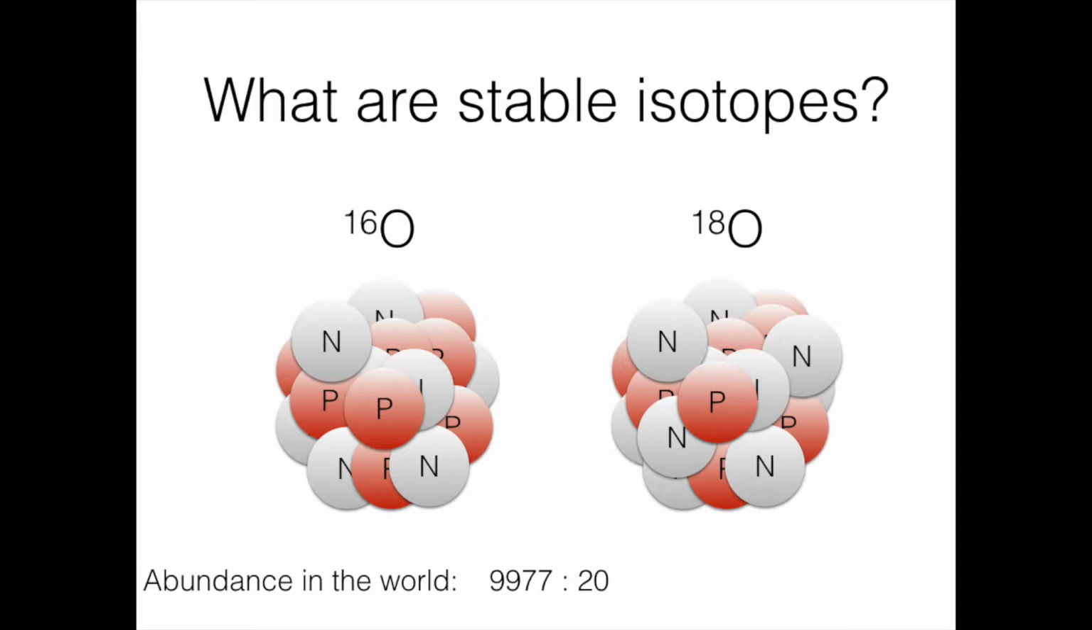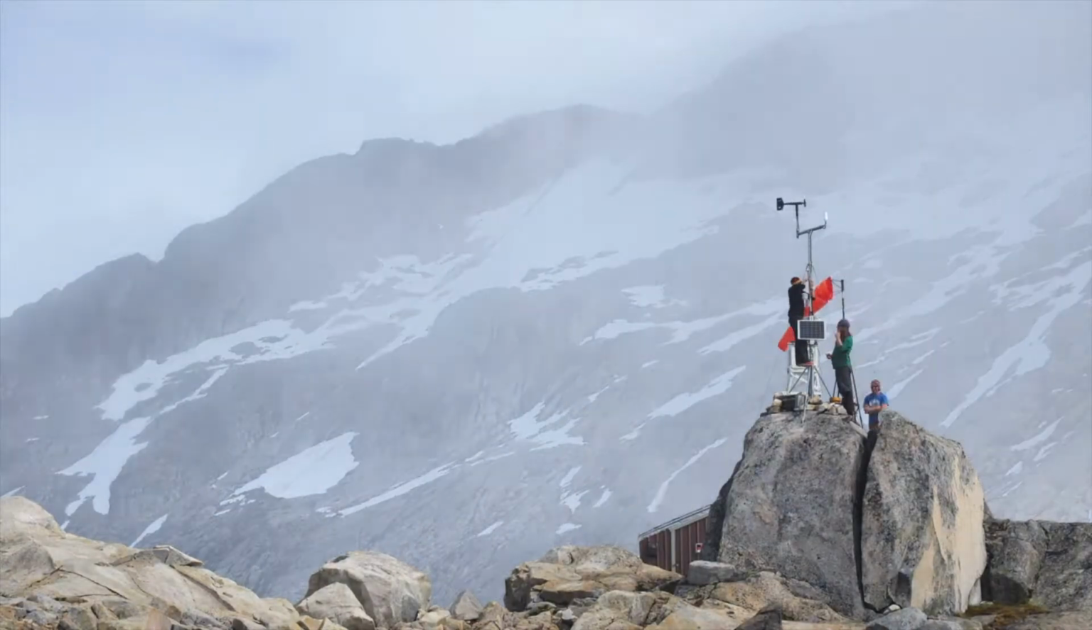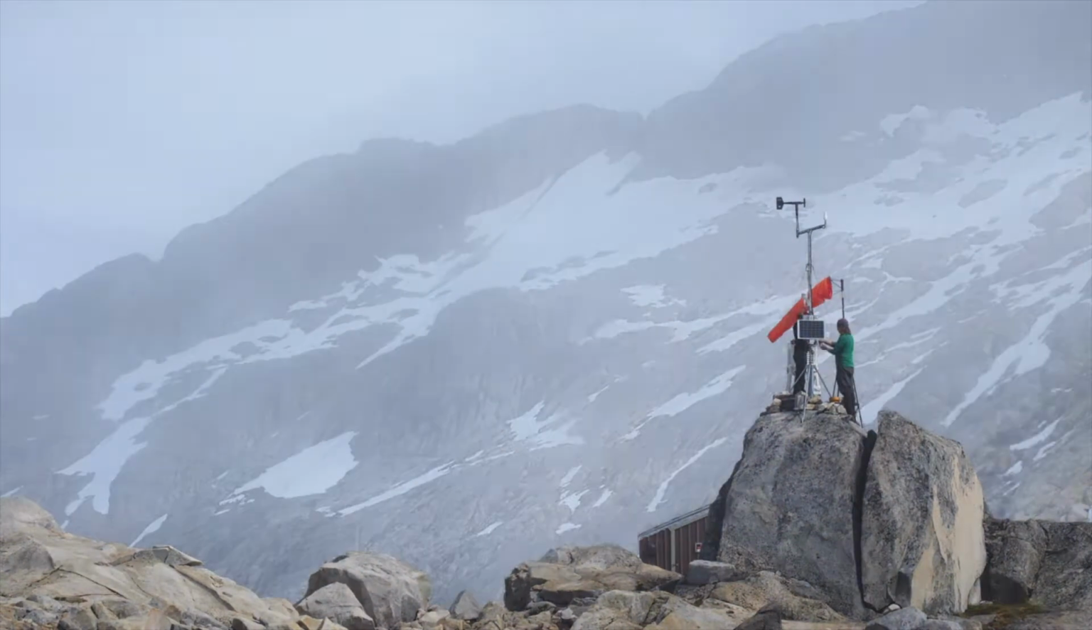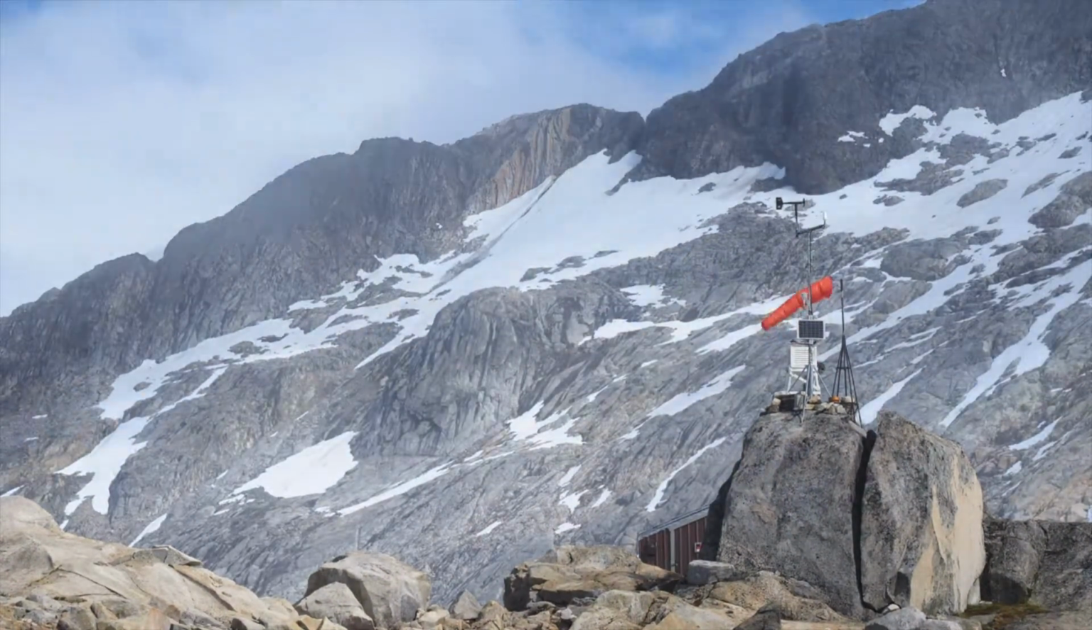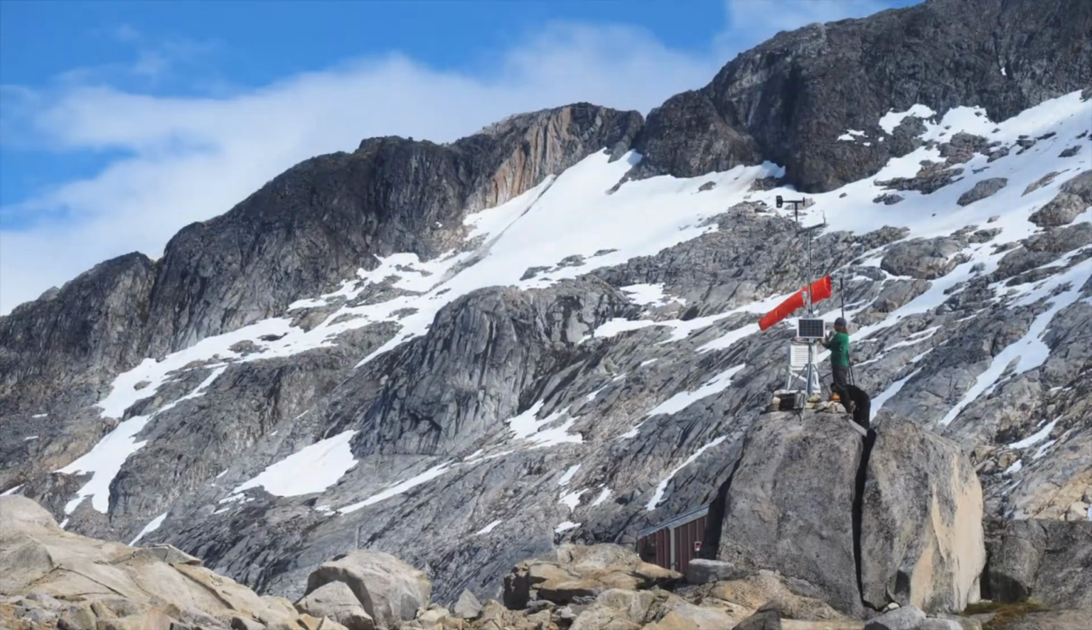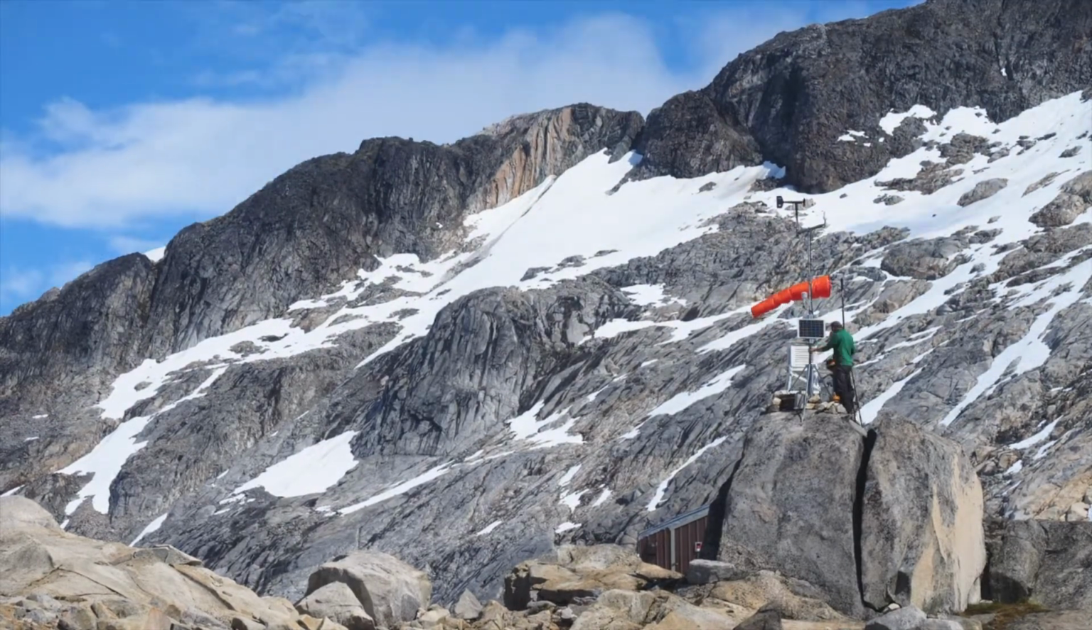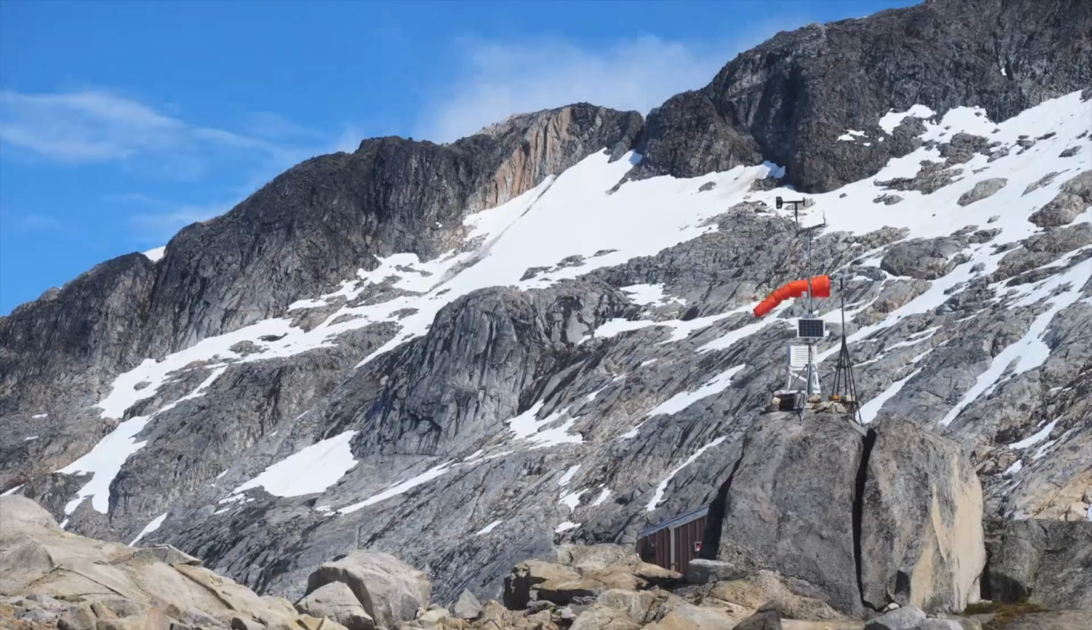And despite the fact that the slightly heavier isotopes are so rare, if we take a sample of water or snow or ice or something, we can actually measure the relative amount of the heavy and light isotope of both oxygen and hydrogen. So we measure these isotope ratios using laser spectroscopy. And in fact, I think we'll have an opportunity to do some of those measurements in the field this summer.